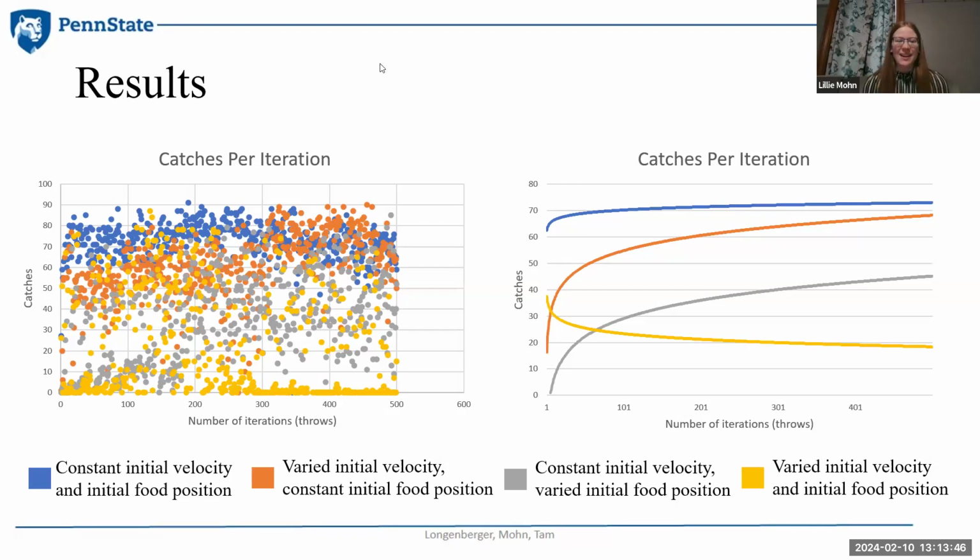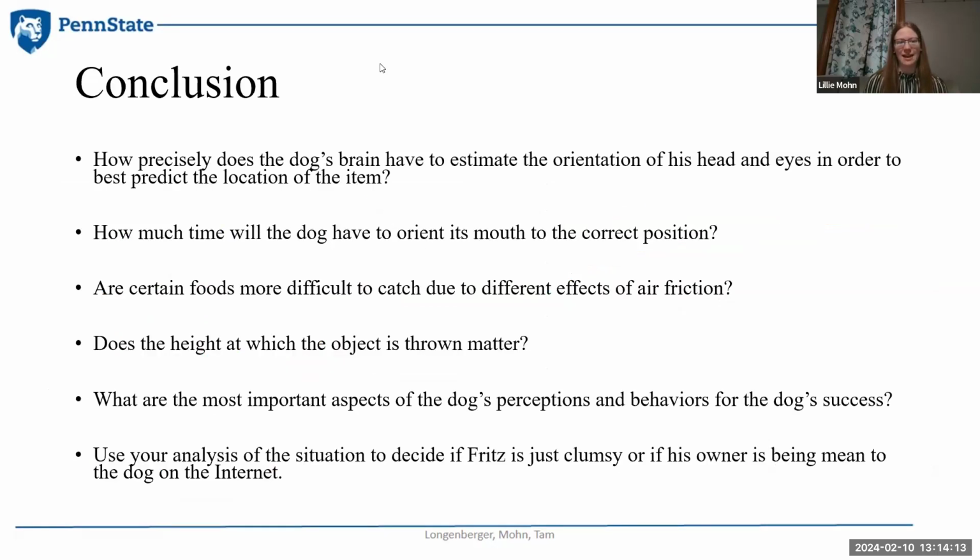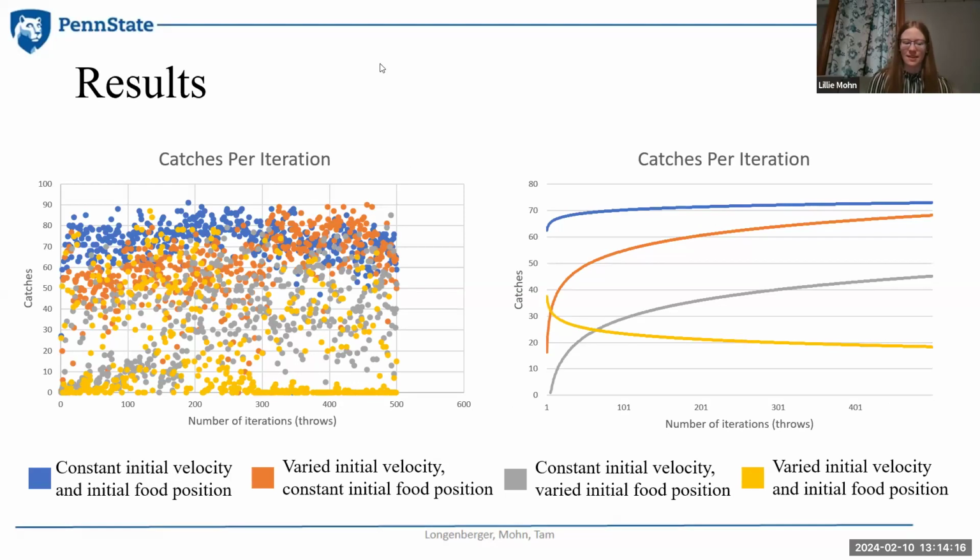This one was worse. And then with the yellow, we varied both the initial velocity and the initial food position. This group was not successful at all, and actually what happened was learning decreased. This implies, though, that our model was insufficient for handling multiple variables. So we don't count this to mean that Fritz is necessarily failing with this, but that some changes needed to be made in our model instead.